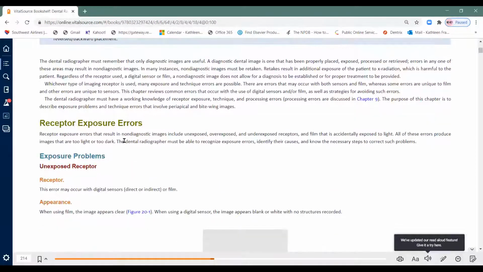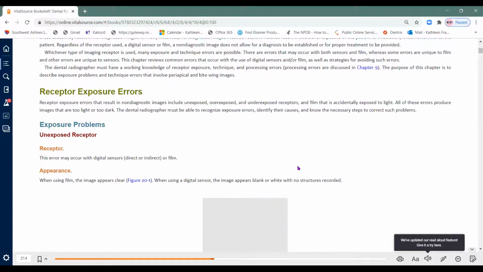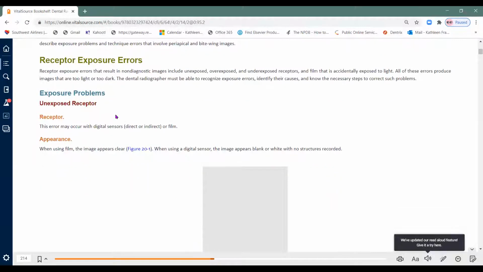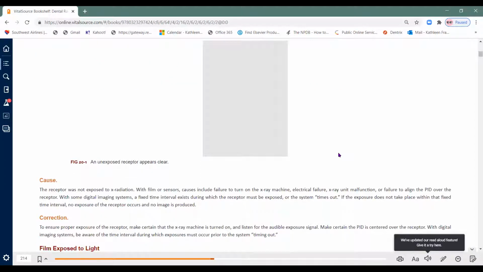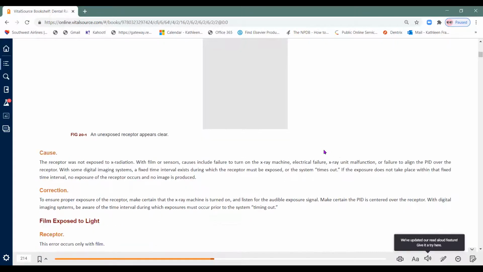Okay, so I'm going to go through here because I want to get to mounting x-rays, because you can read through this. We did all this when we were in mod 2. So there are things that can happen: exposure problems. If the receptor is unexposed, basically it means that it's going to be blank. There's nothing going to be on it. It's going to be clear because it was not exposed to radiation.